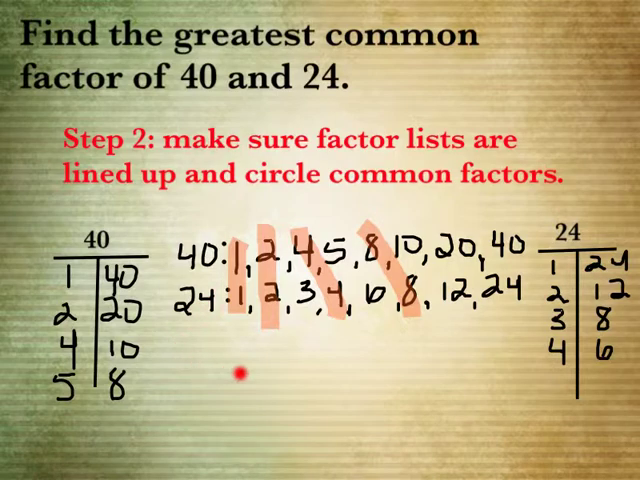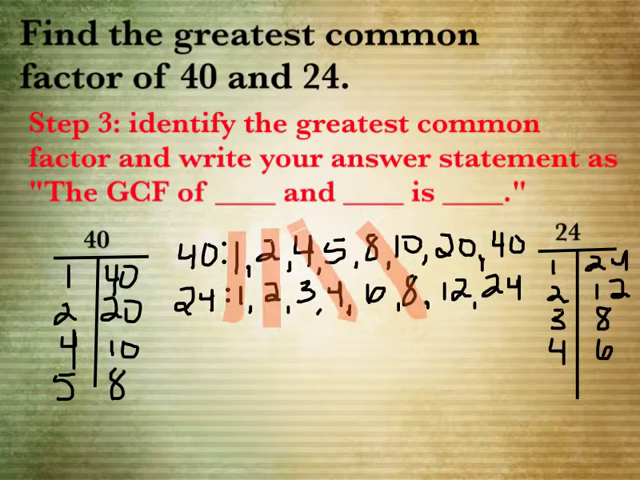If we had a third number, like some of our problems in the future, we would just have that third factor list down here, and we would do the same thing. We'd have to match up what factors all 3 numbers have in common. For our example problem, we're only looking at 2 numbers, so we compared what common factors those numbers have.